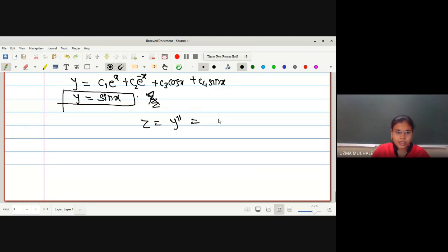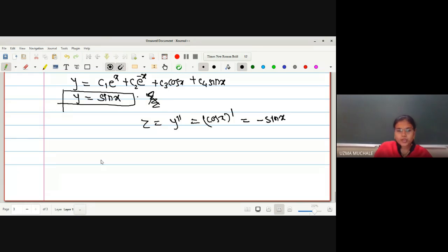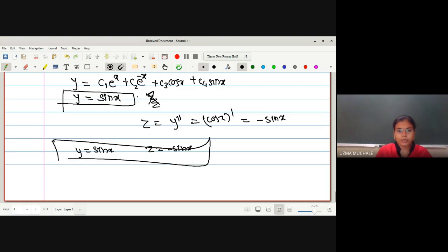So what is the second derivative of sin x? First derivative is cos x. One more derivative is minus sin x. So what are the solutions of our equation? y is equal to sin x is a solution, as well as z is equal to minus sin x is also a solution, and hence the proof. We have solved the example, and this example may be asked for a 7 marks question.